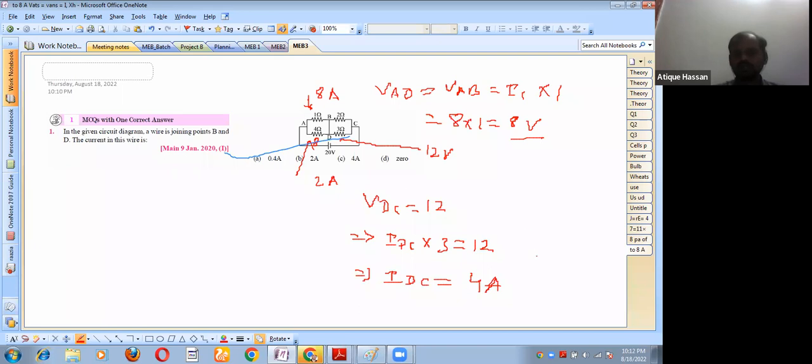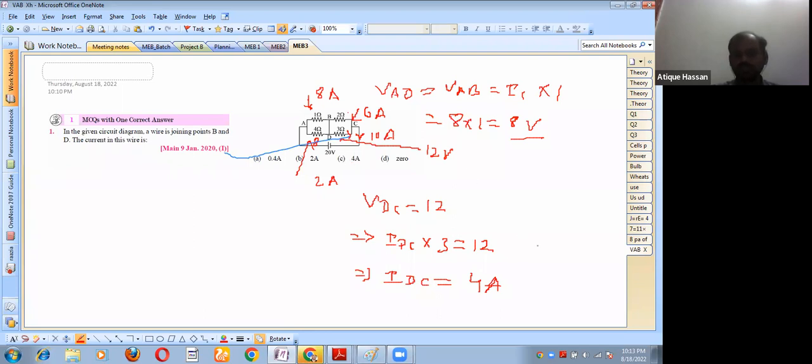And the total current we have calculated is 10 ampere, right? So it means the total current should be 10 ampere, and in the lower section we got 4 ampere. It means the current here should be 6 ampere, so that the total current will be 10 ampere.